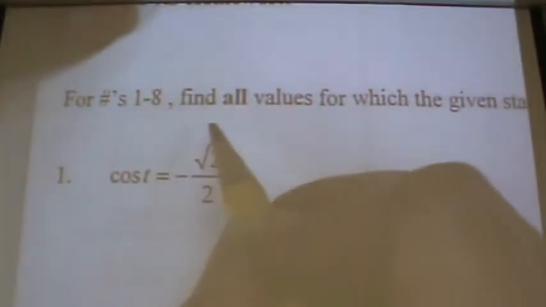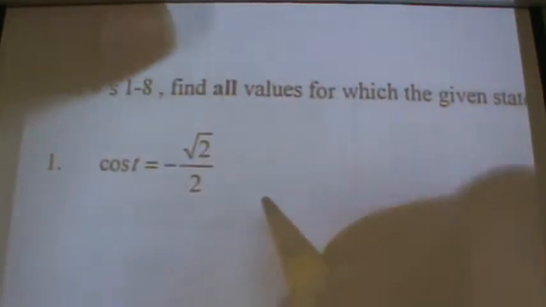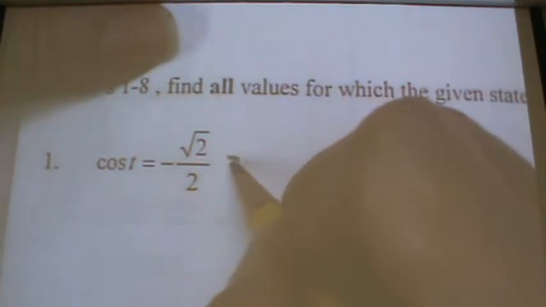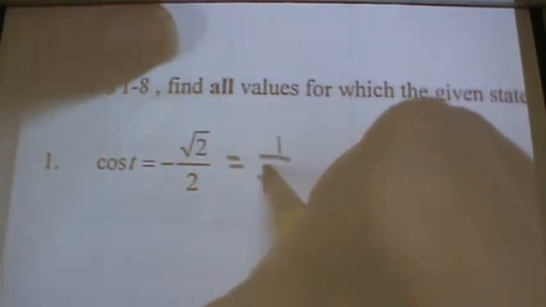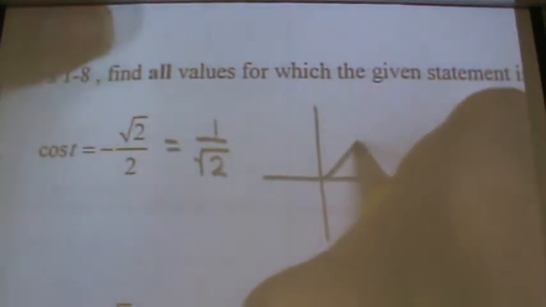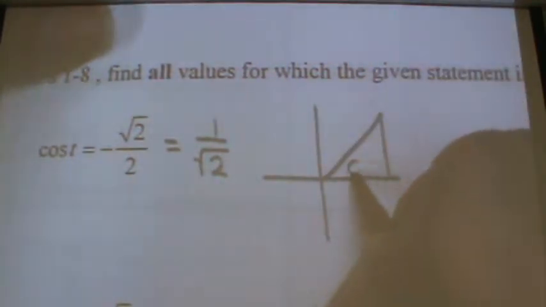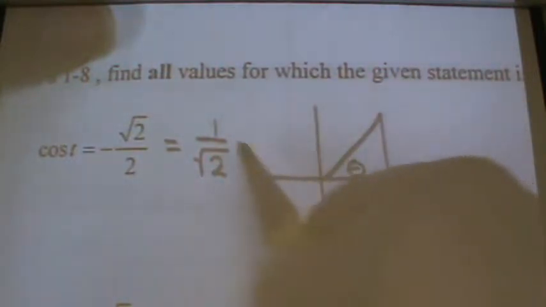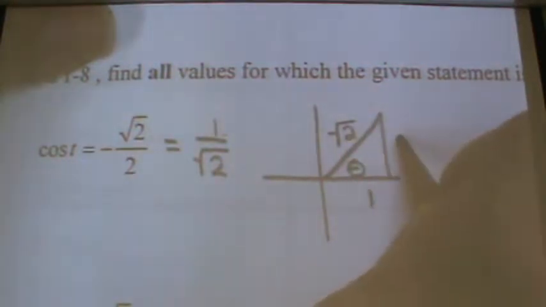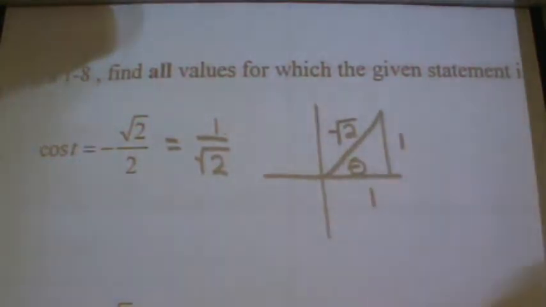So for this one, number 1, the question is, find all values. When you see root 2 over 2, could you unrationalize this? That's the unrationalized fraction. So what angle are we talking about where the adjacent, what angle is this? It's a 45er. So either remember when you see root 2 over 2, it's 45.